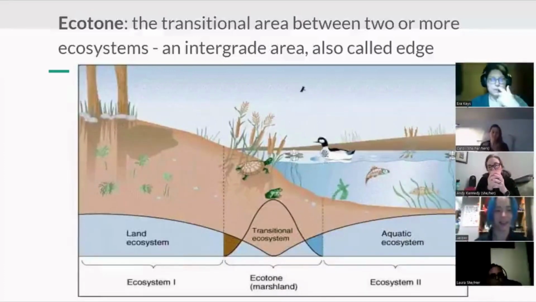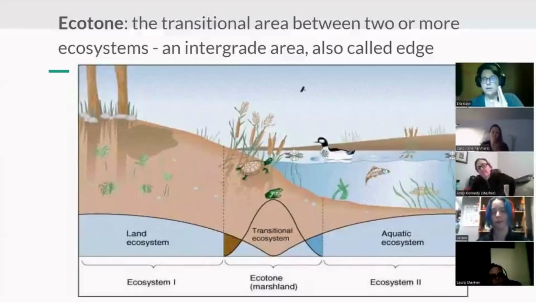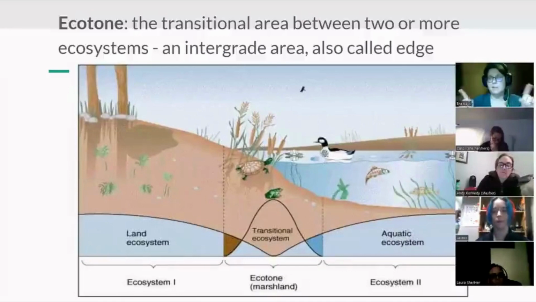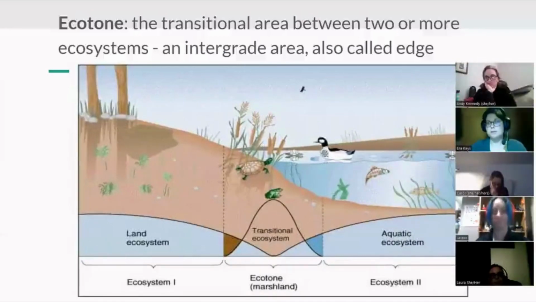So what Jasper is describing is that by protecting the ecotone, they're actually protecting all three ecosystems. They're not just protecting land or just protecting the aquatic, they're protecting the land, the aquatic, and that marshland ecosystem. So that simple act of going into the marginal land between two ecosystems and rehabilitating it and reestablishing it is actually protecting all ecosystems.